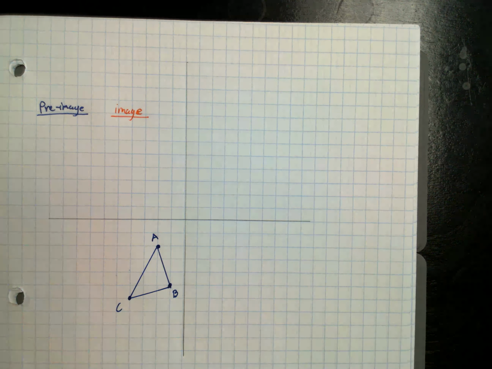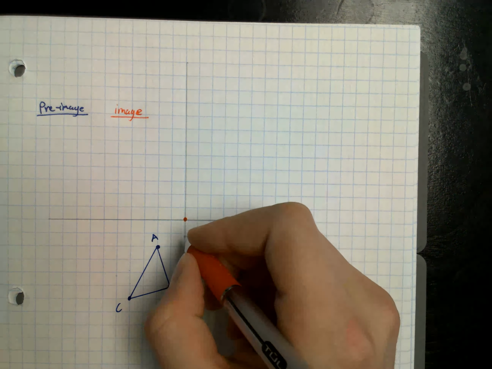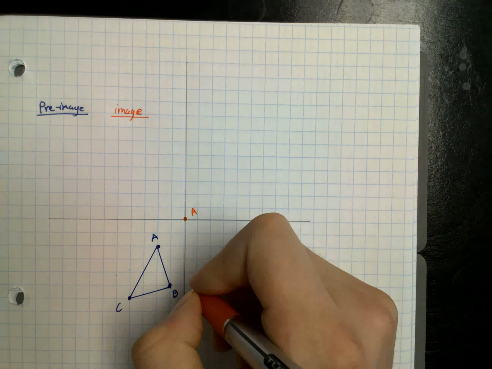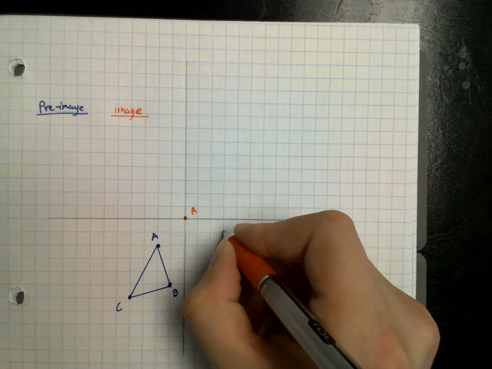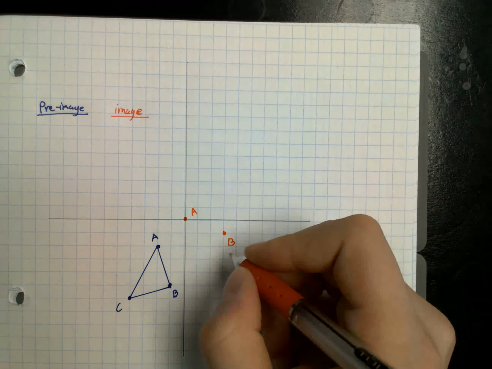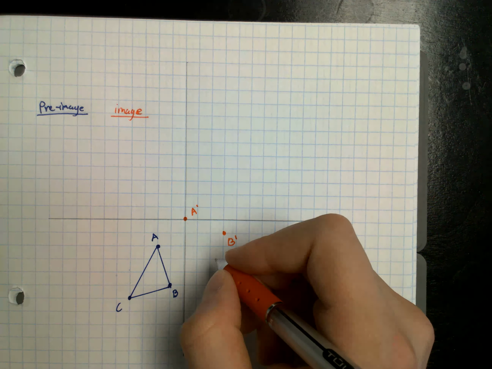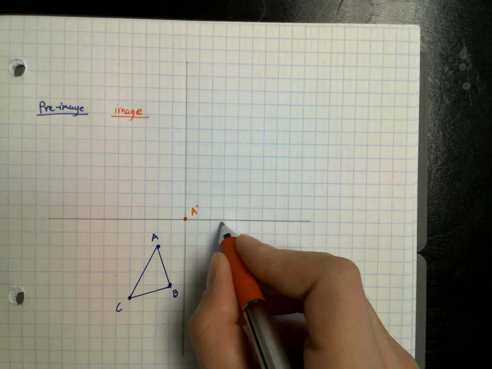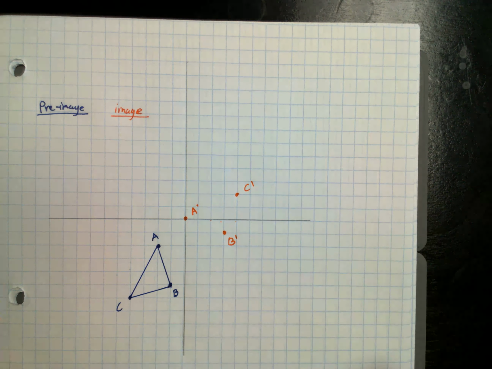Okay. Now the image after reflection is going to be, looks like A is at the origin. Okay. B ends up at 3, negative 1. So that's B prime, that's A prime. And C prime becomes 4, 2. So over 4, 1, 2, 3, 4, up 2. So there's C prime. Okay.